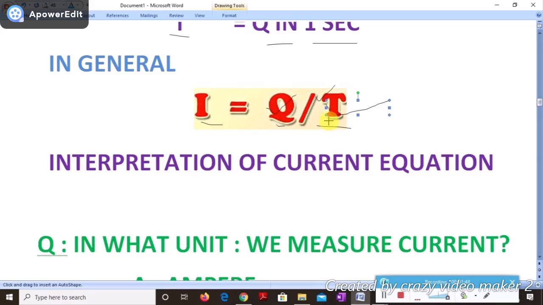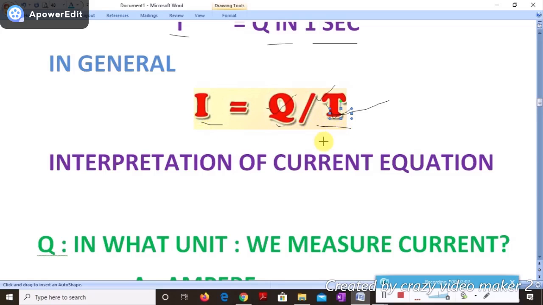Now the second is about time. It's also very important. Time tells how fast the charge is moving. If the charge is taking more time, that means it is moving slowly, and because of that the current will be lesser, and vice versa. Because of that, current and time have an inverse relation.